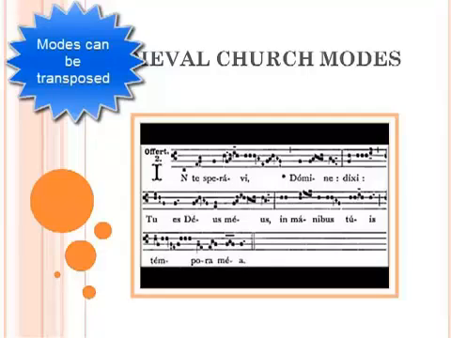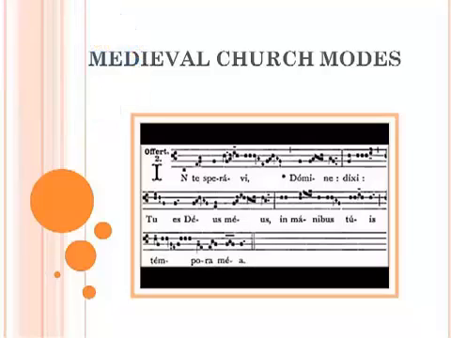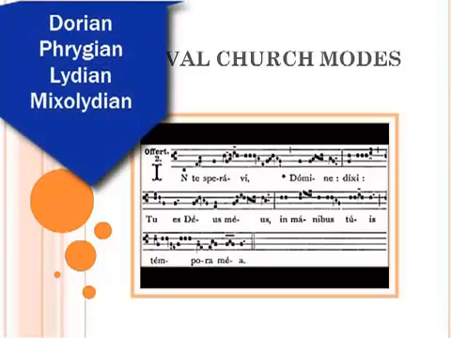By the 11th century, the medieval church used 4 different authentic or original modes. Each of these authentic or original modes has a different pattern of tones and semitones. These were identified by numbers and were later given names. The names of the first 4 modes are Dorian, Phrygian, Lydian, and Mixolydian.